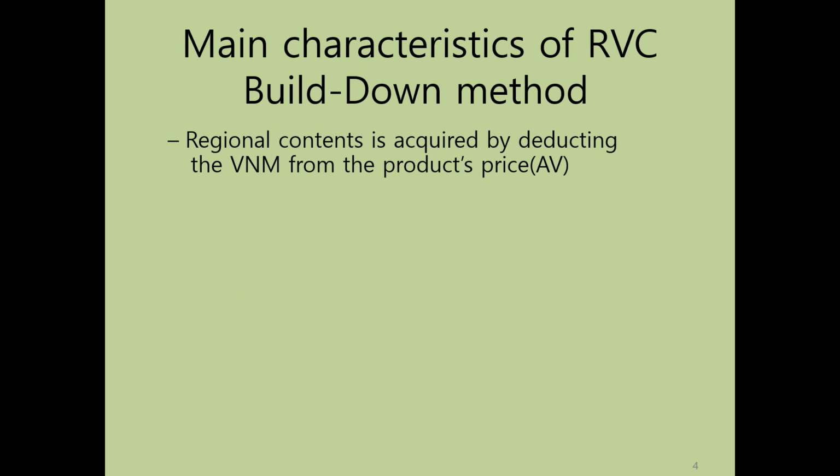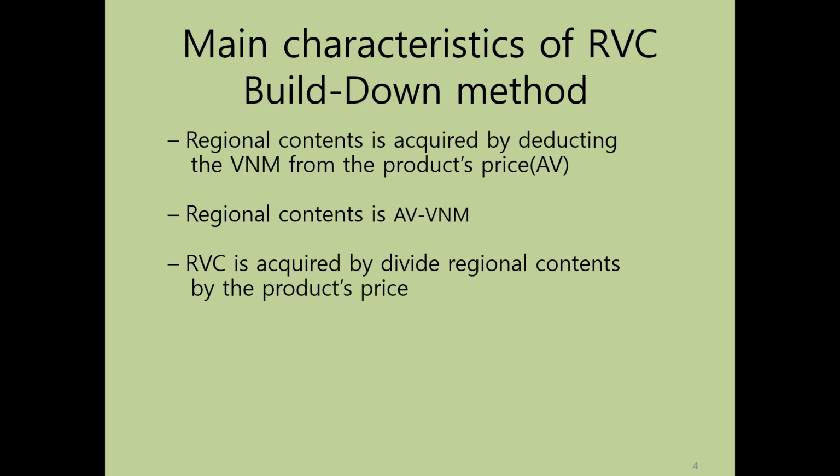We should understand the main characteristics of RBC method, and I will explain it with a build-up method which is most frequently used in practice. Regional contents is acquired by deducting the VNM from product's price, AV. In other words, regional contents is AV minus VNM. RBC is acquired when we divide regional contents by the product's price, AV. The concept of RBC build-up method is described by this formula.